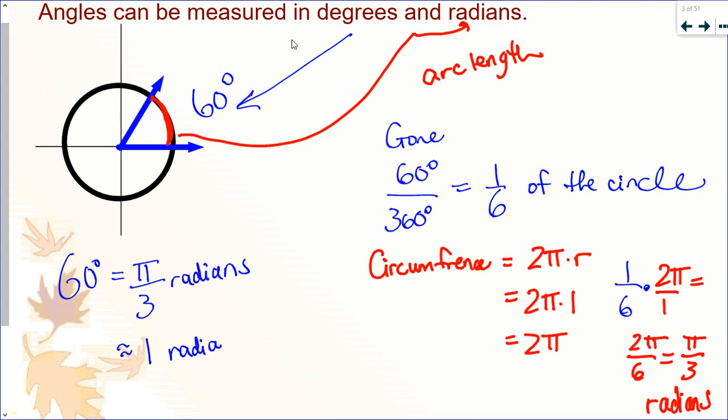So notice it's kind of weird because degrees is really a rotation, whereas the radians is actually a length. But those are two different units to measure an angle.